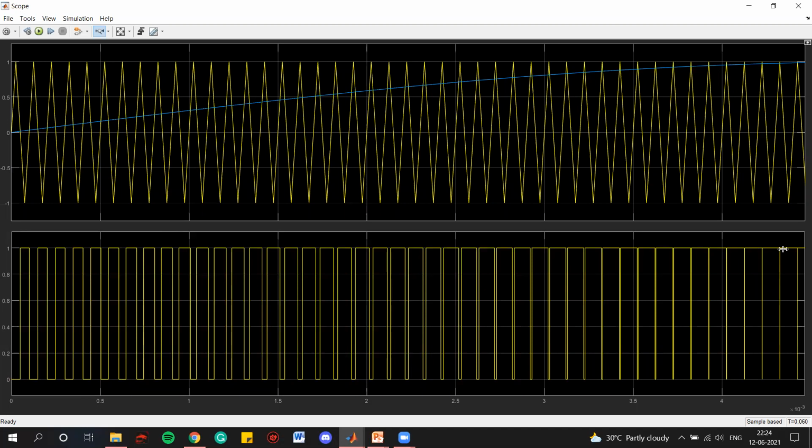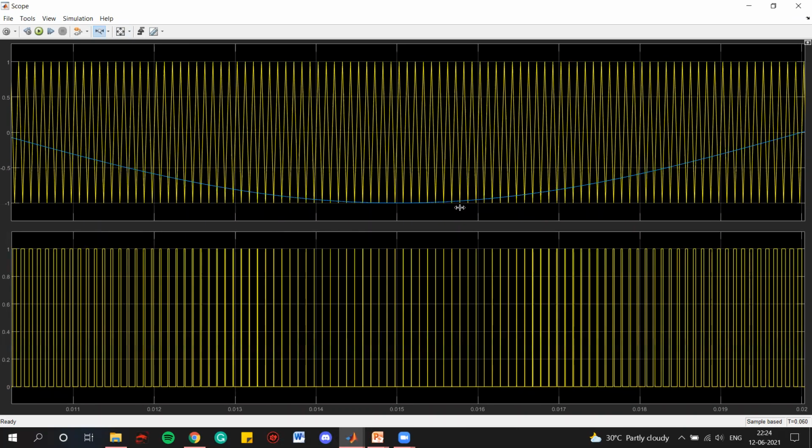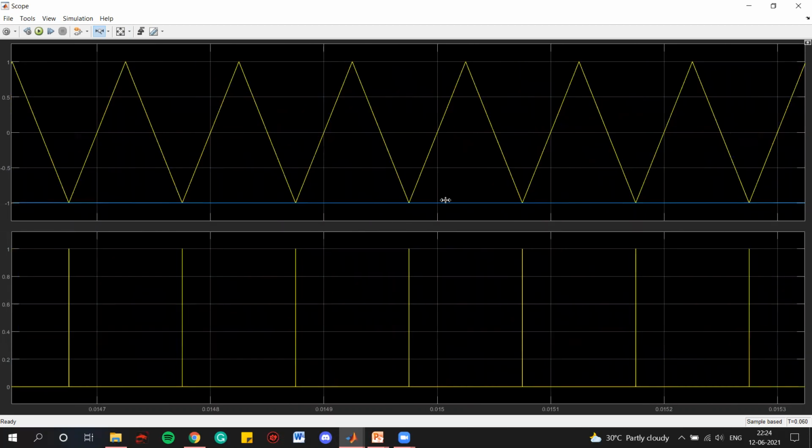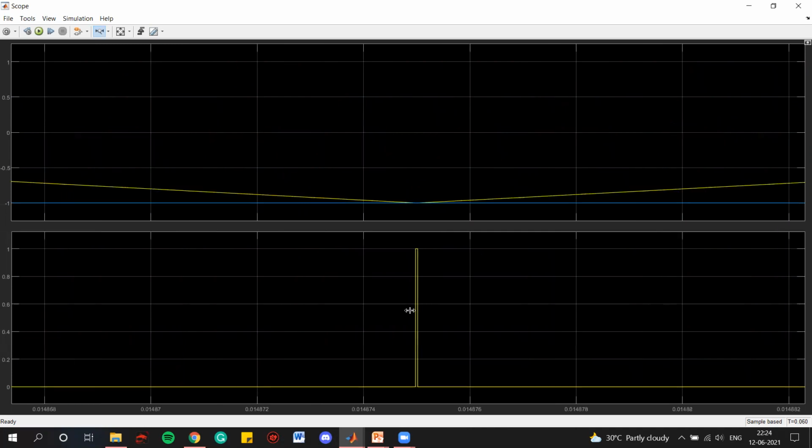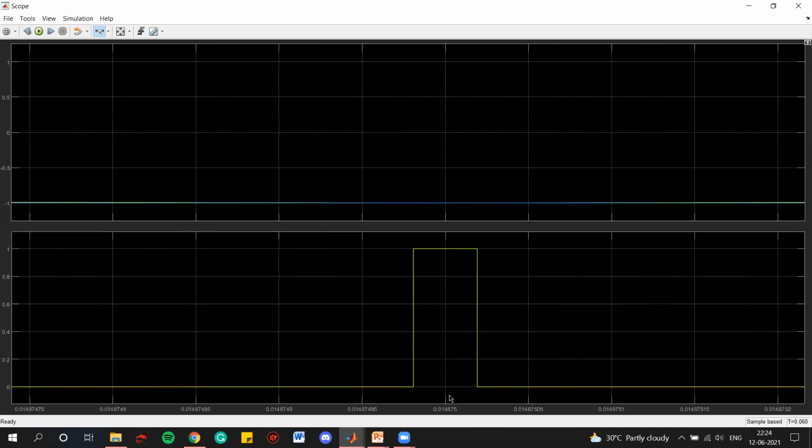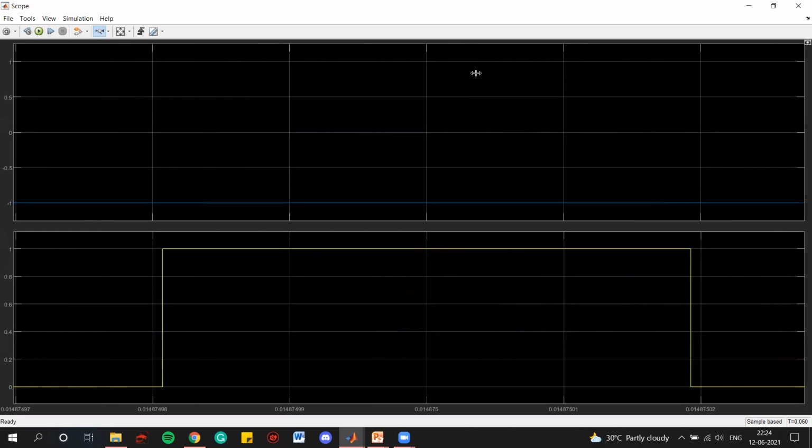Means almost 100%. And if we see some negative cycle, here we can see that when the sine wave is at -1, the width is almost 0, right? But if we zoom it in, we can see that we are not getting any width here. This is so small, right? It is 0.014875. So this is so small.